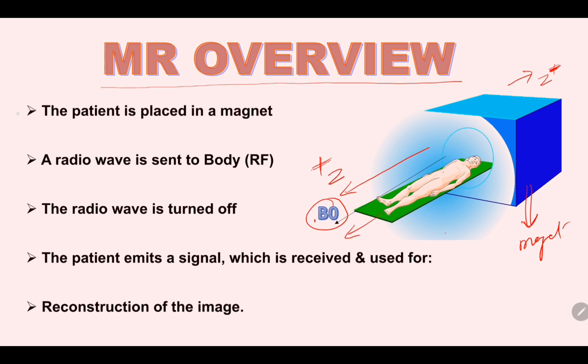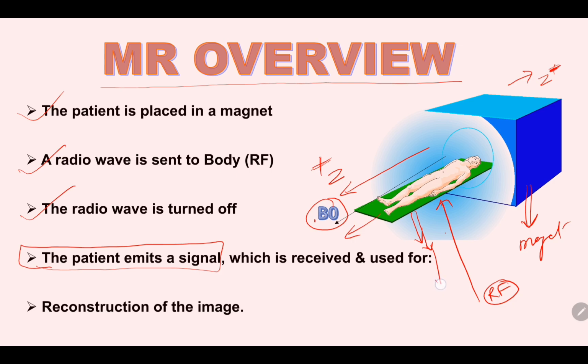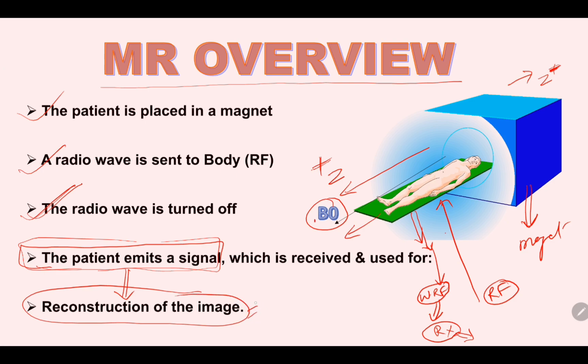In the bullet points you can see the patient is placed in the magnet, RF is applied, then RF is off, and then the patient releases an RF signal. When you give RF to the patient and then remove it, the patient emits RF. This emission is weak RF, but it is also RF. We have to capture this in our receive coils. This is the MR signal. So RF is applied, RF off, the patient emits a signal, and this signal is processed by the imager. Some companies call it recon tower, MCIR, MRIR, MARS, etc.